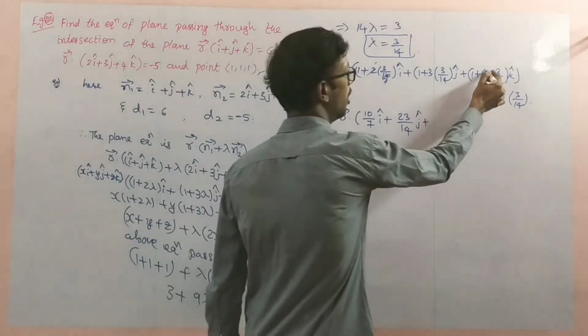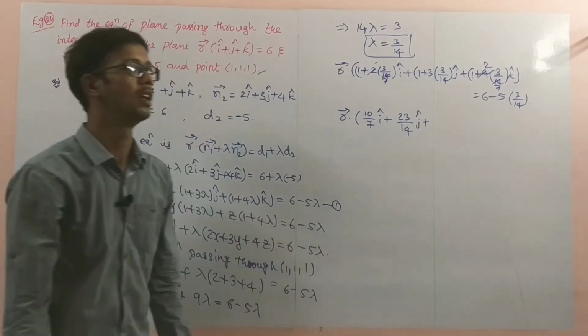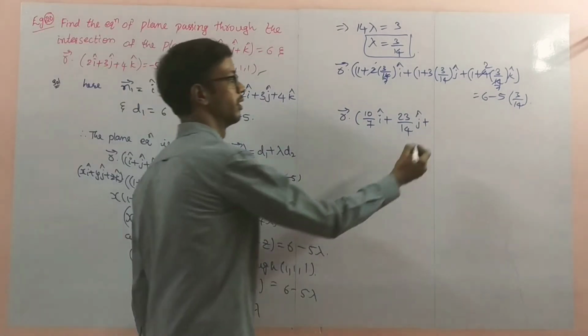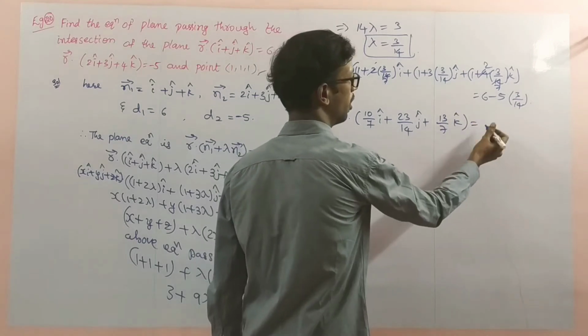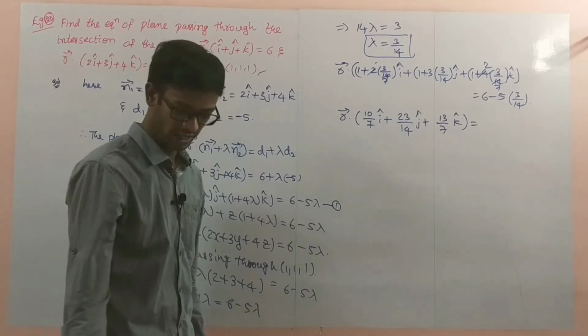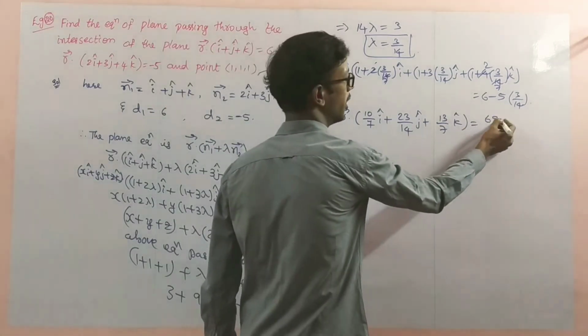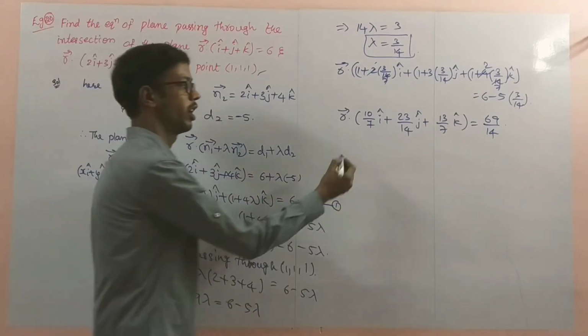Plus 14 take the LCM. Here cancellation, 2 1s are 2, 7s are 7. 7 is the LCM. 7 plus 6 is 13. 13 by 7 k cap equal to, if we are making simplification here, 69 by 14. 69 by 14 you will get.